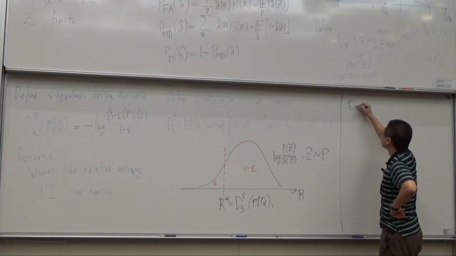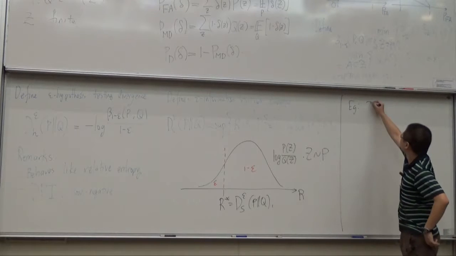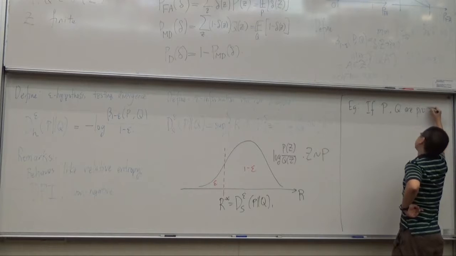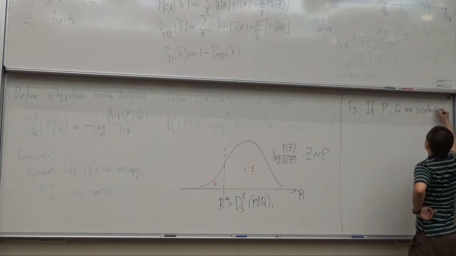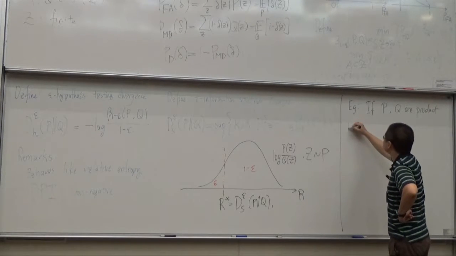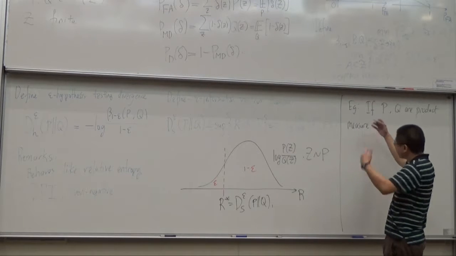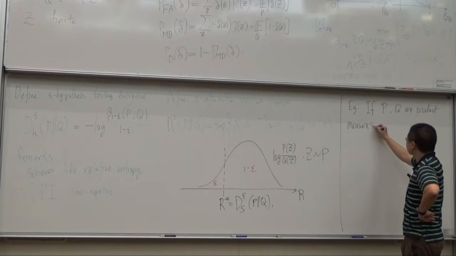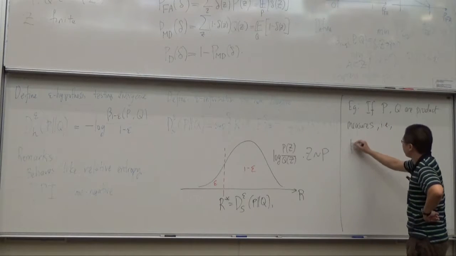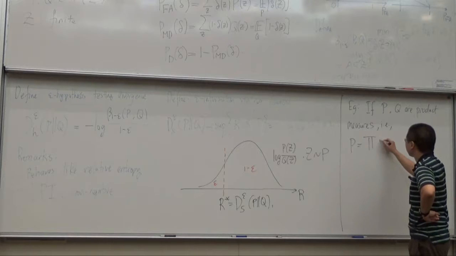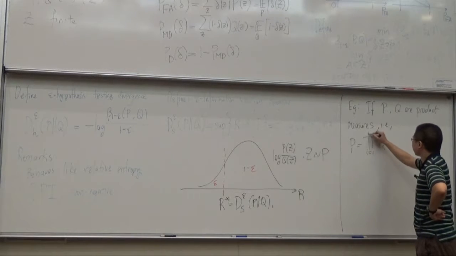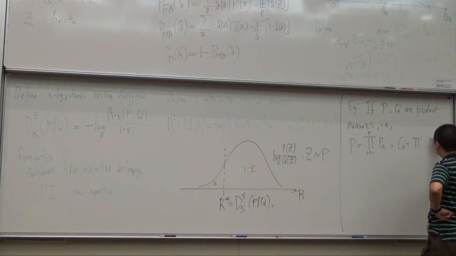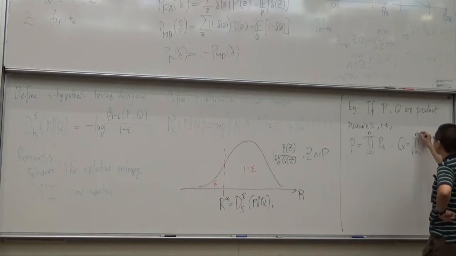So for example, if P and Q are product probability distributions, product measures, which are basically like the distributions of IID random variables, that is, P equals the product of P_i, and Q equals the product of Q_i, then we are in business.